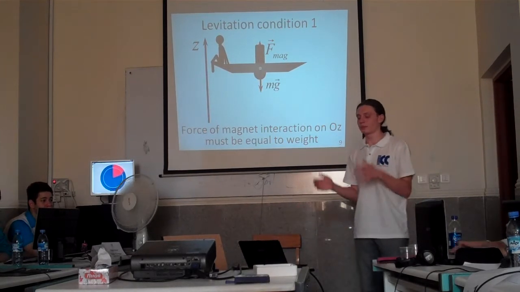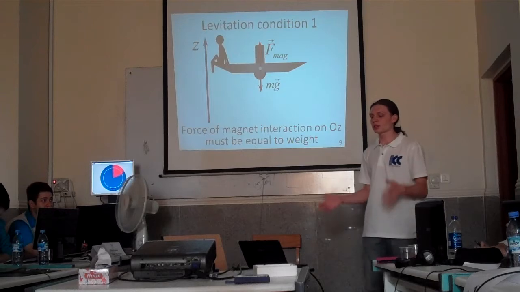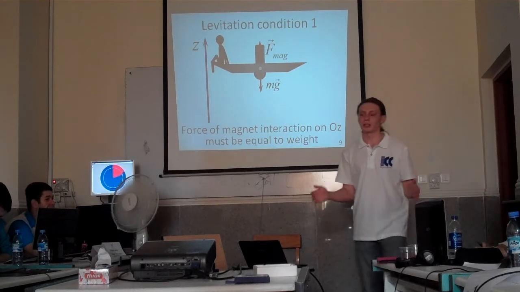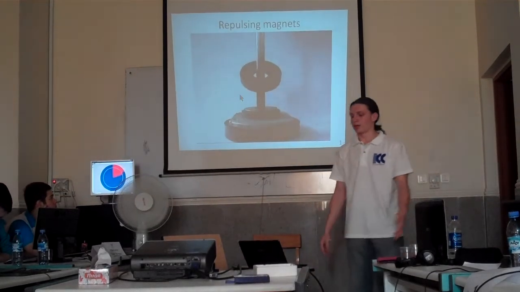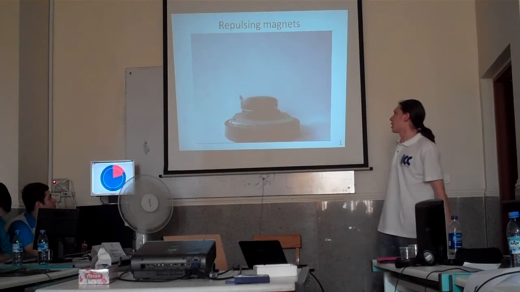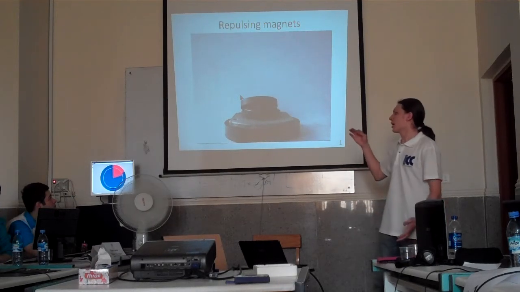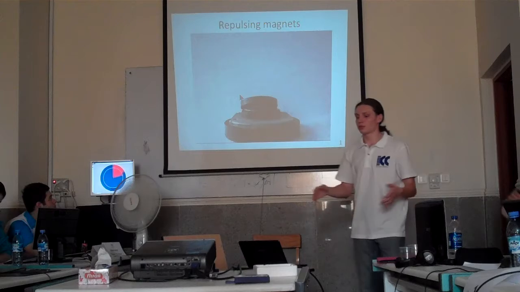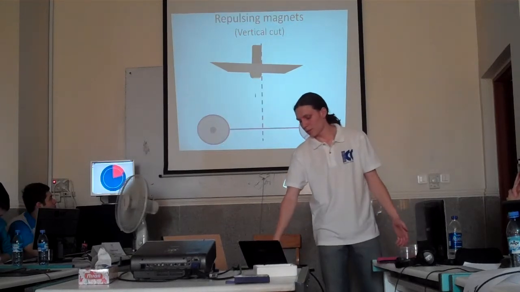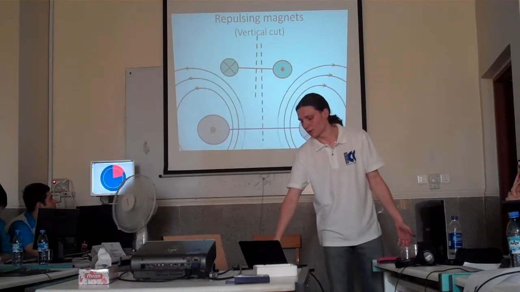Well, let's go to the first levitation condition. The vertical force of magnet interaction must be equal to the weight. Well, here are 2 simple repulsing magnets. As we see, when we turn the spinner, it turns around and falls. Let's look at this phenomenon closer.